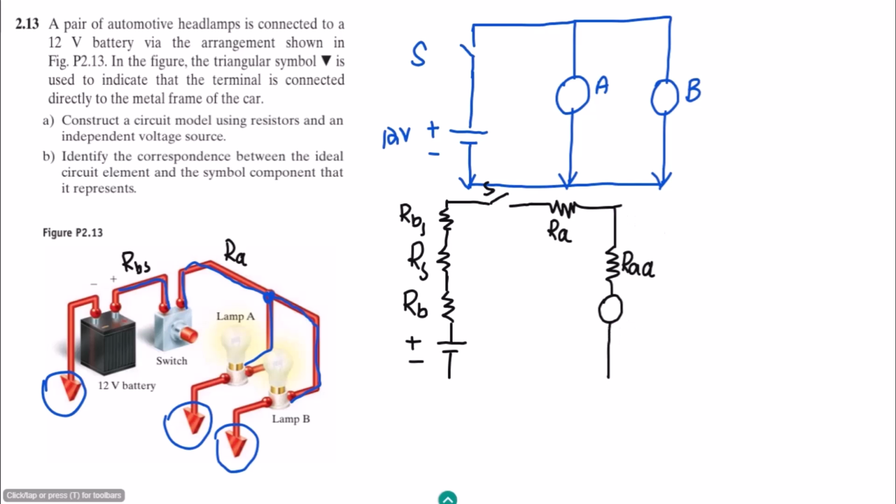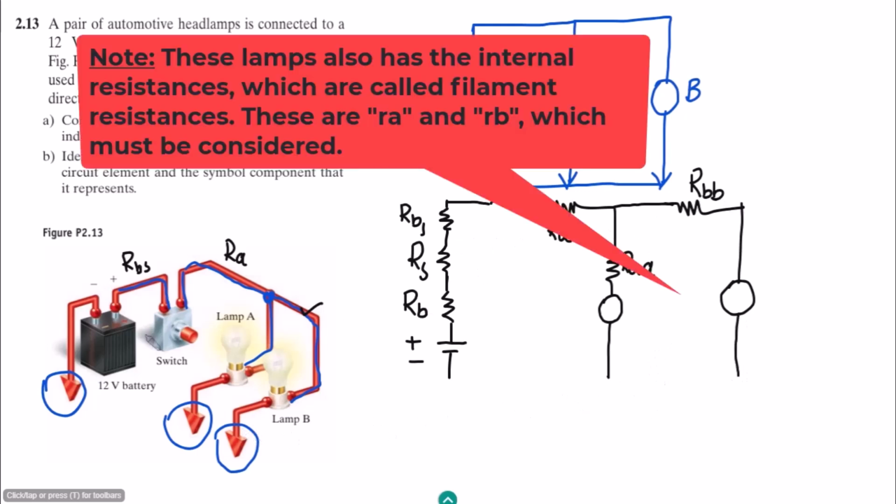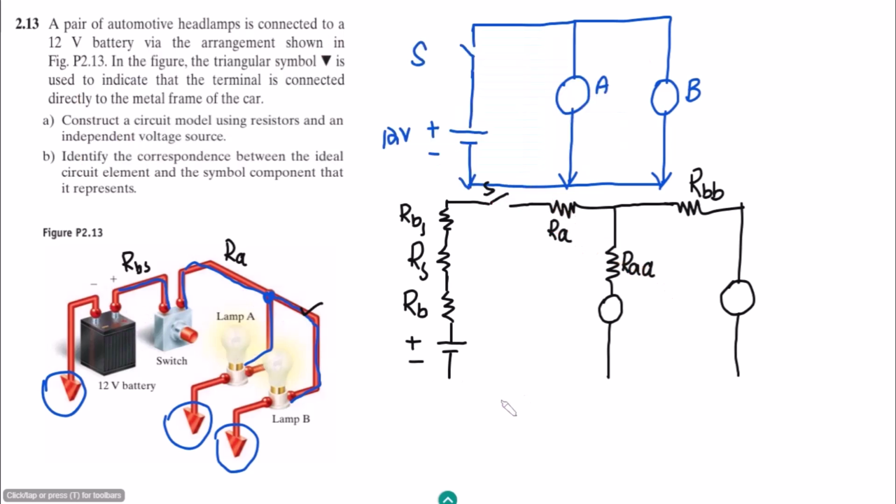Similarly, from here to here there is also a cable, and the resistance of it, let me call it RBB. And then this lamp which is here as well. So these are all the resistances in accordance with all the cables and the elements here.